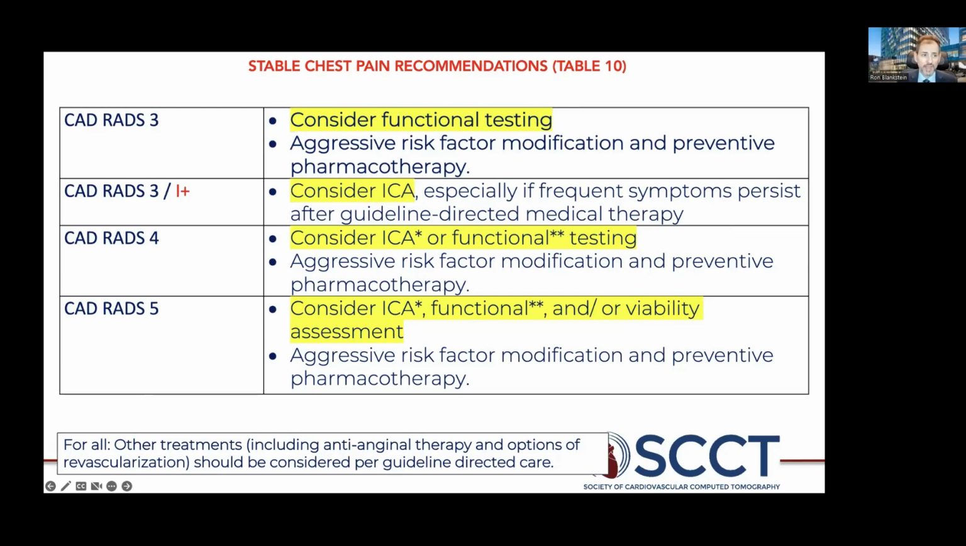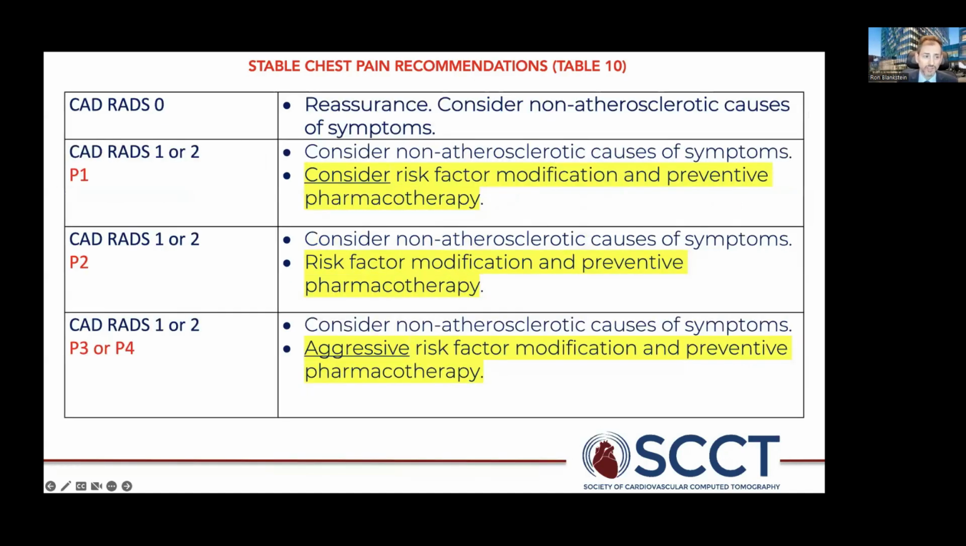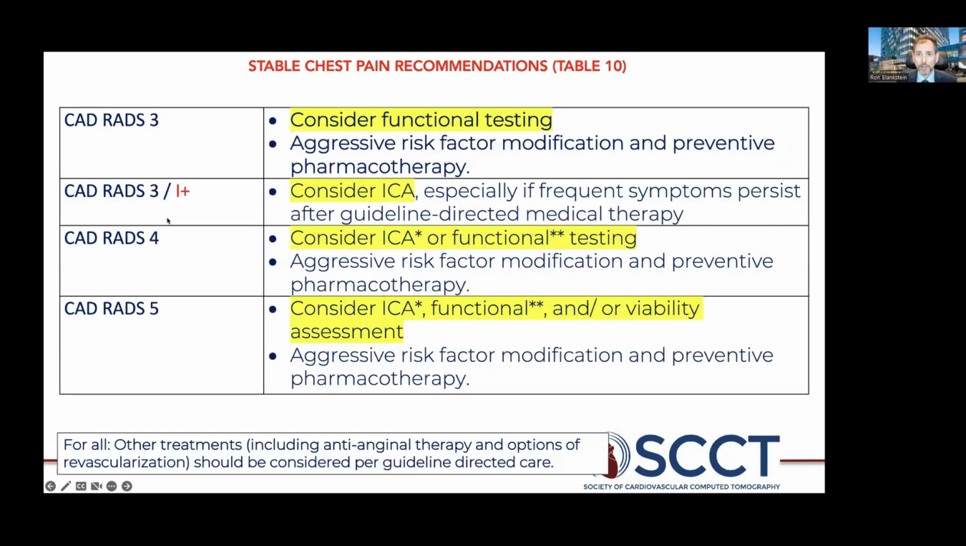And for all of these categories, 3, 4, and 5, once you have obstructive disease, when it comes to preventive therapies, we are recommending aggressive risk factor modification and preventive therapies. So that's in common for every category here. This distinction based on the amount of plaque essentially is more important when you have non-obstructive disease. Once you have obstructive disease, we are recommending aggressive prevention. So everything I just talked about was for stable chest pain.